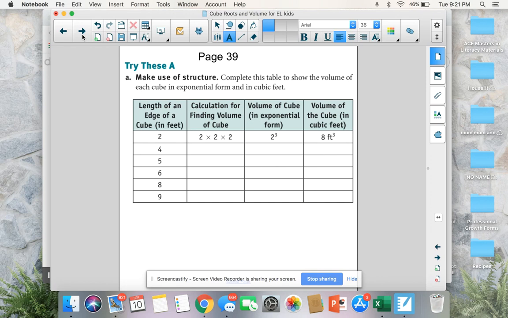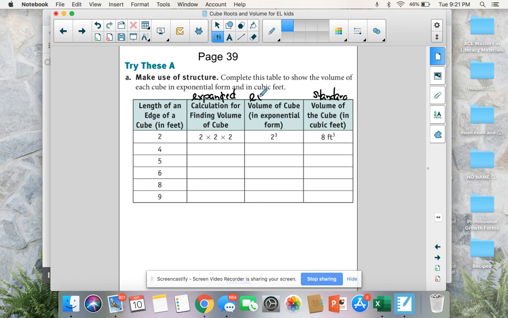I want you to look at page 39 under the Try These A. It says, complete this table, show the volume of each cube in exponential form. So right there, that's an exponent. So in exponential form and in cubic feet. We're going to give these other ones a couple names. This is what we call expanded form. And this is what we call standard. Then this one right here would be exponential.